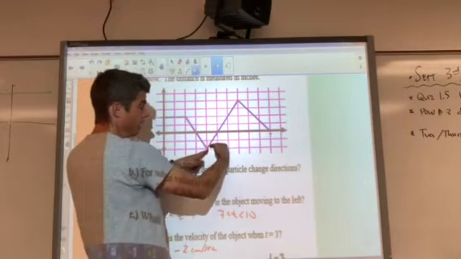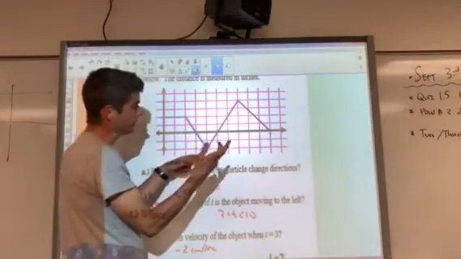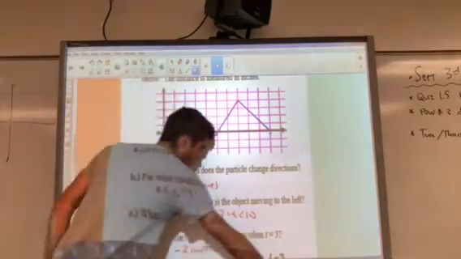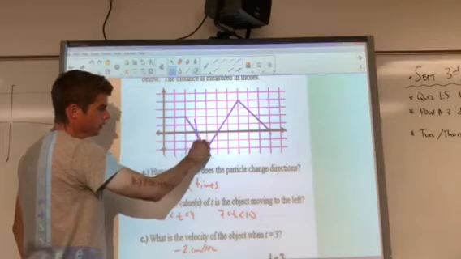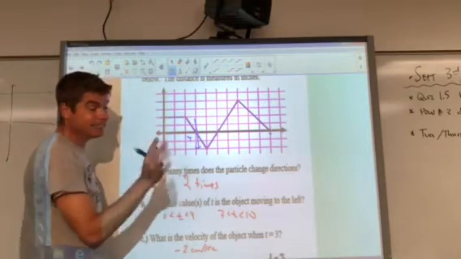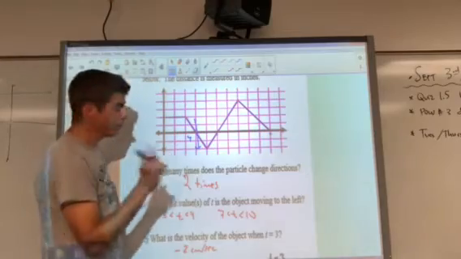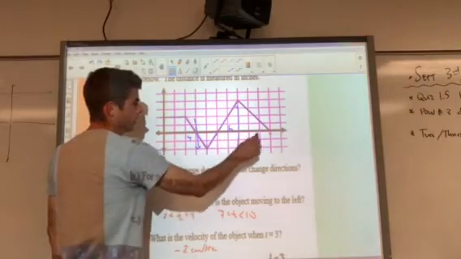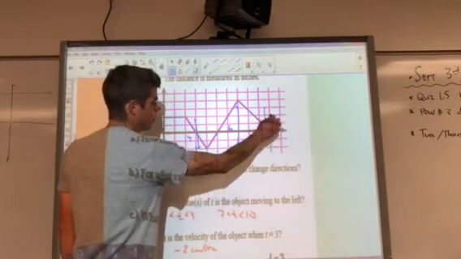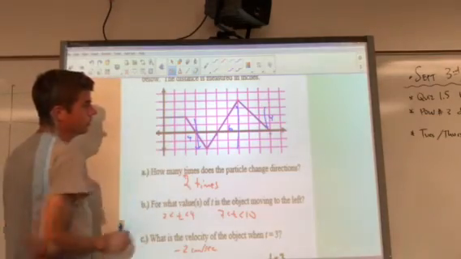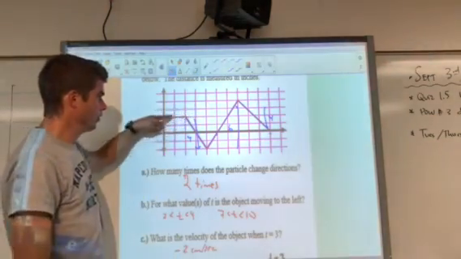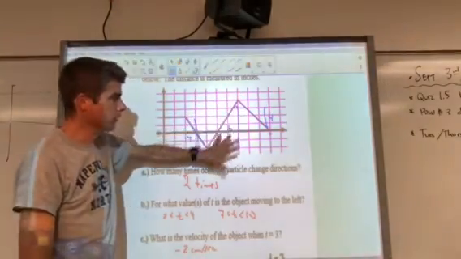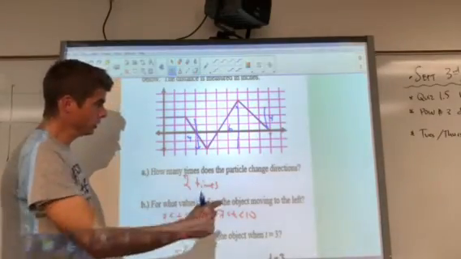So this interval, I went from -2 up to 4. That's 6 units of space. Here, 4 down to 0, that's 4 units of space. Even though it's a negative direction, distance doesn't care, only displacement would. So I've traveled 4 this way, and 6 this way, that's 10, and then 4 more this way, 14. So I've gone 14 total units.